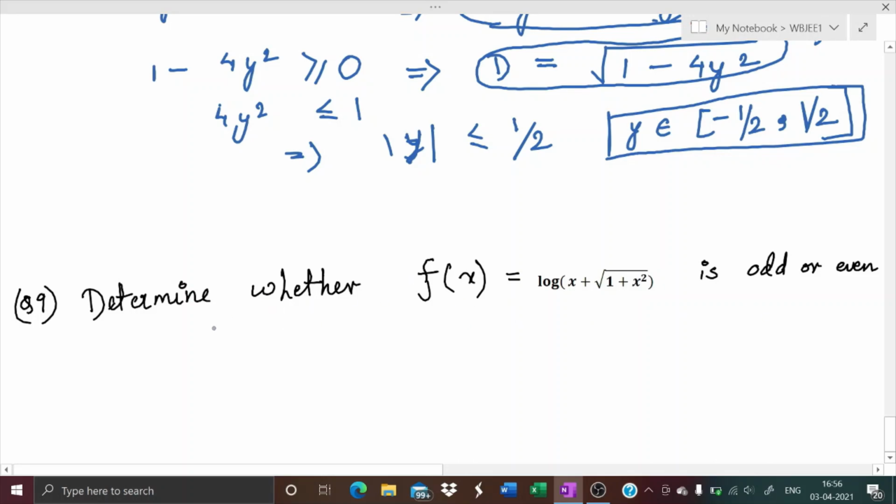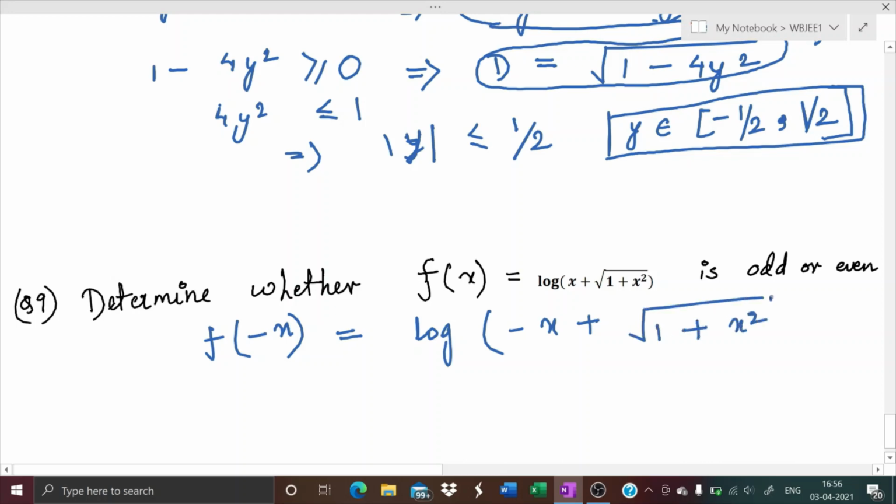So I have said that if you have to check whether it is odd or even, then you have to put f of minus x. Check for f of minus x. If it comes out to be f of x, then it is even. If it comes out to be minus f of x, then it is odd. So just you have to put minus x in place of x in this equation. Okay. Minus x square is x square. Now, what about this? You cannot judge from here because it is neither odd nor even.